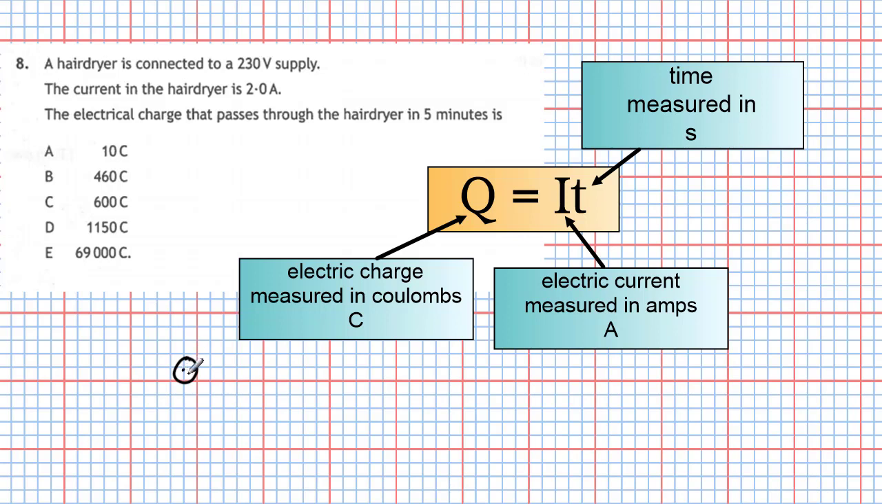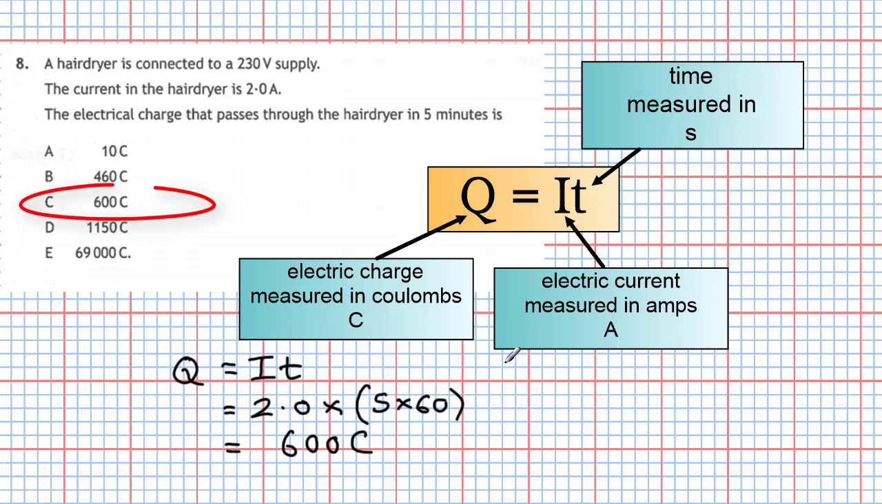So Q is going to equal the current I times the time which the current's been flowing for. We know the current is 2.0 amps, and we have to multiply that by the time. But be very careful, the time is given in minutes, and we have to convert that into seconds. So it's going to be 5 minutes times 60 to give us the number of seconds. We work that out and get an answer of 600, and the unit for charge is capital C, meaning coulombs. So the charge flowing through that hairdryer in 5 minutes due to a current of 2.0 amps is 600 coulombs, and that is answer C.